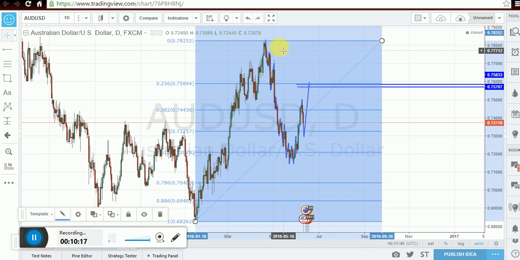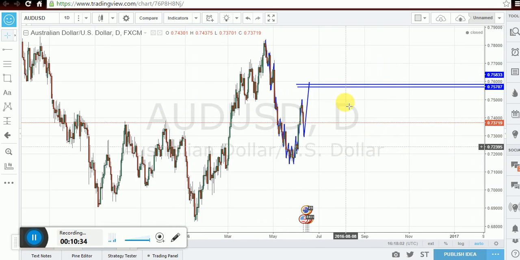Now we're currently in the process of forming the B to C leg. So that B to C leg is likely to terminate at the 127. I don't expect us to break this previous high. So that B to C leg is likely to terminate at the 618 extension. So if you get short at the market, that's going to be your next trading opportunity. After you get long, that's going to be the next trading opportunity here to short the market.